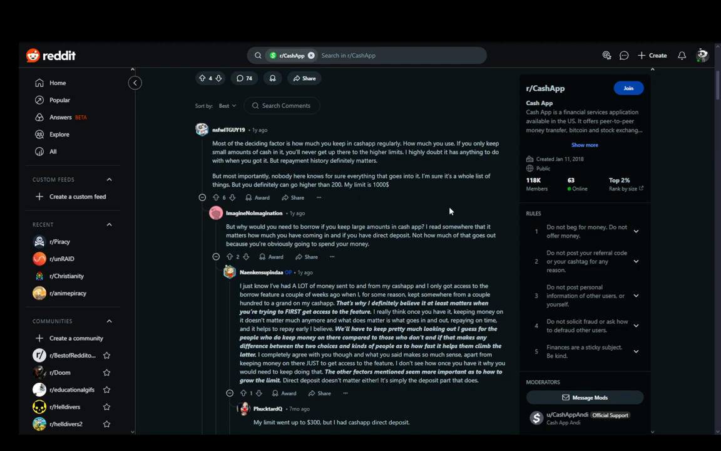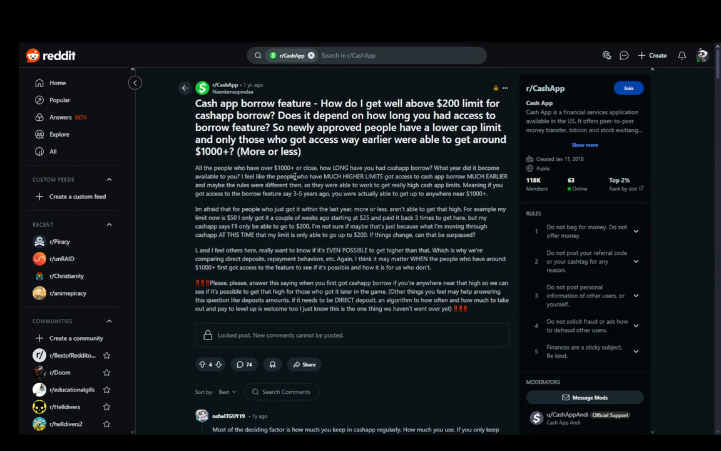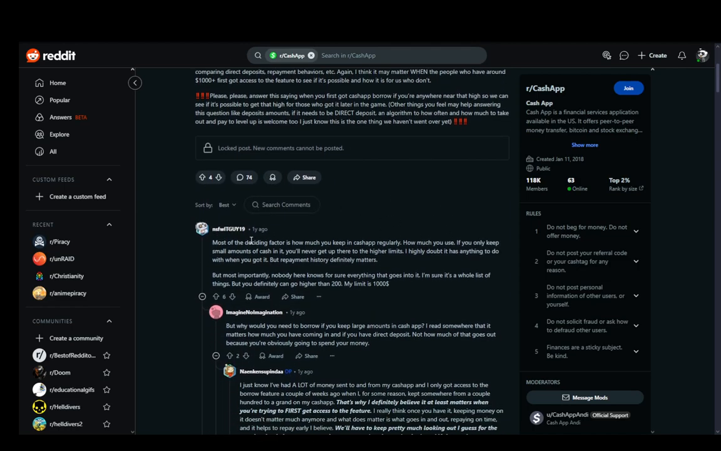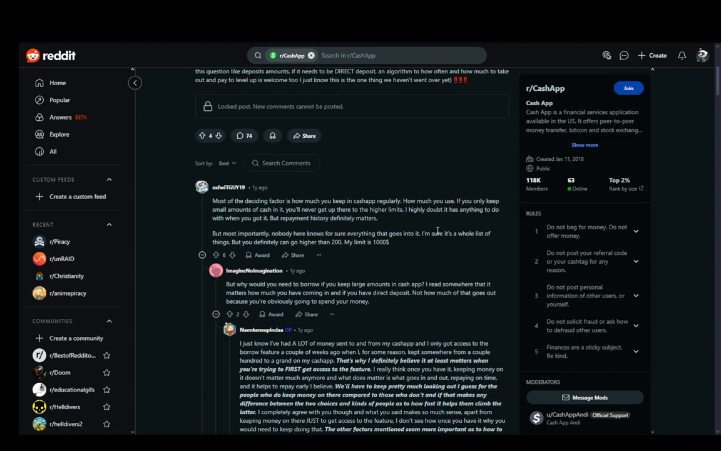Now, your initial limit will be $200. As you'll see here, this person has $200 at the moment. However, pretty much as you can see, this person said here that the only deciding factor is how regularly you keep using Cash App. If you use it regularly and make your payments on time and don't cause any trouble, your limits will increase, pretty much the same as using a credit card. It's pretty much the same principle.